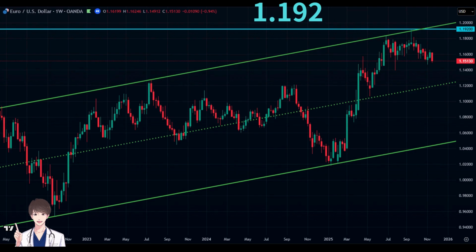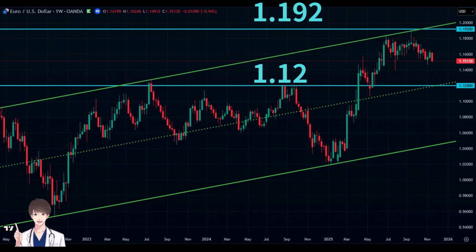To the downside, the notable support on the weekly chart is around 1.12, which aligns with the 38.2% Fibonacci retracement of the move from the start of the year to the July high. A decline toward this area remains a scenario to keep in mind.